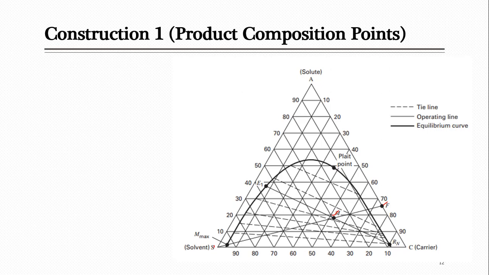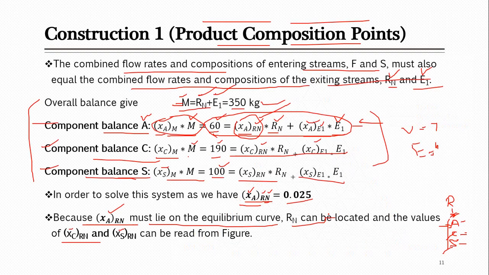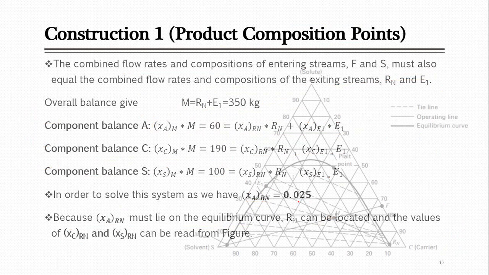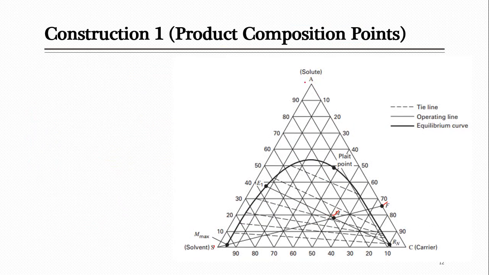Now suppose you are solving the problem and you have to locate X_A^N on this system, and that's 0.025. Let's look at what A is. This is a solute, and 0.025 means its amount is 2.5%. So where will 2.5% solute be located? As I told you, we have to locate it on the equilibrium line, because that's part of the raffinate and the raffinate is located on the equilibrium line.